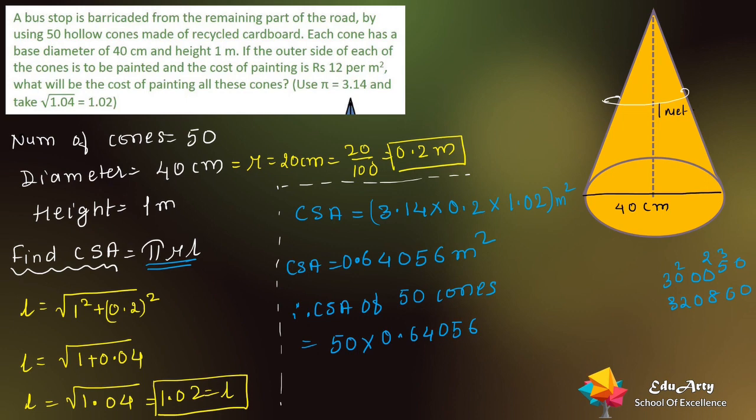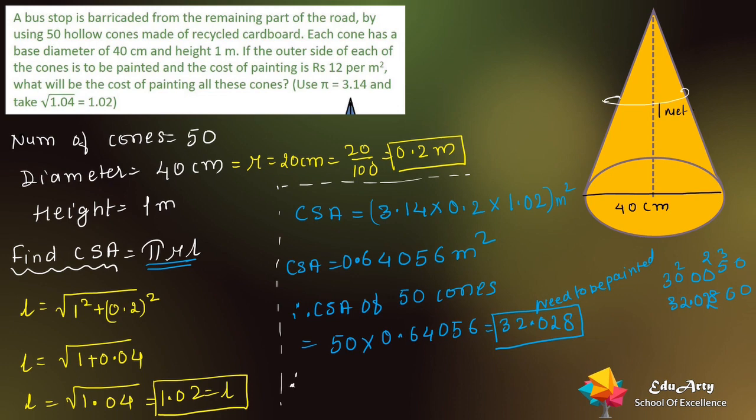So where will the decimal come? That's equal to 32028, so 1 2 3 4 5 places here. Okay, so this is equal to 32.028. Correct. This is the area which needs to be painted. And now they have given us the cost of painting: rupees 12 per meter square.